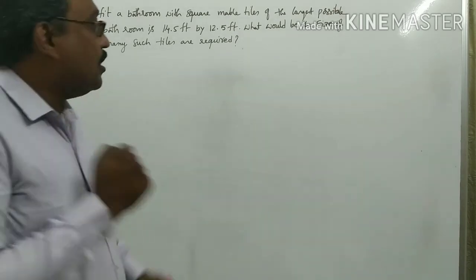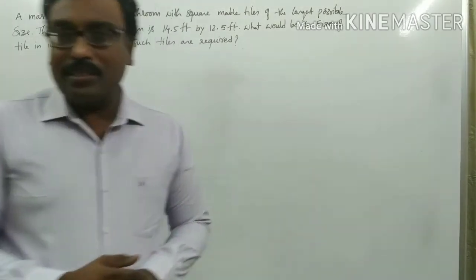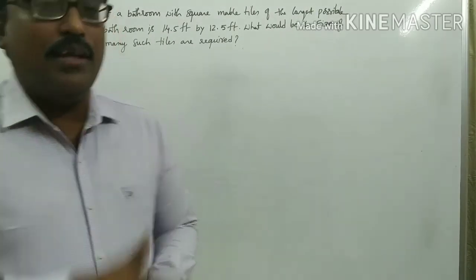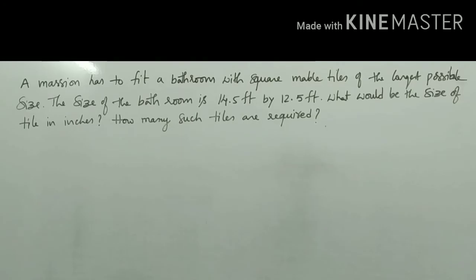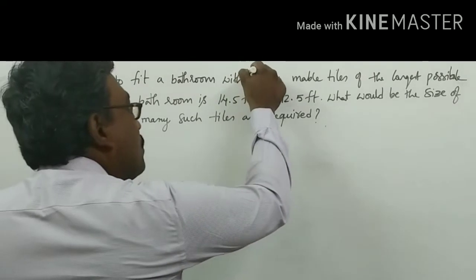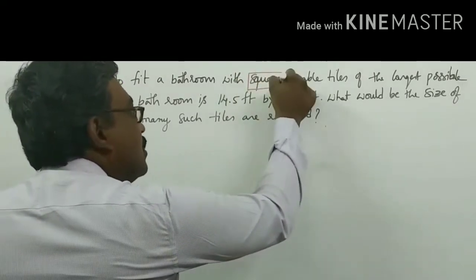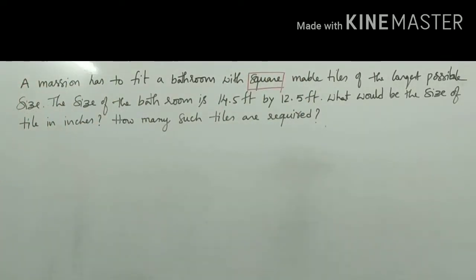Okay, good morning children. Today we will discuss some examples based on HCF, word problems. A mason has to fit a bathroom with square marble tiles. What is the shape of the tile he has to fix? Square marble tiles of the largest possible size. We should take the largest possible size.